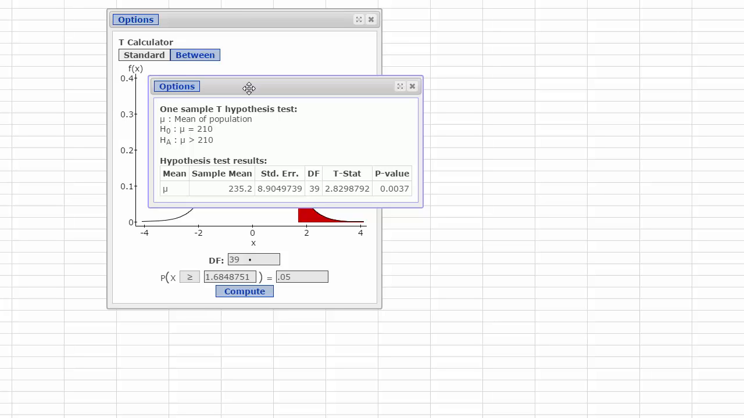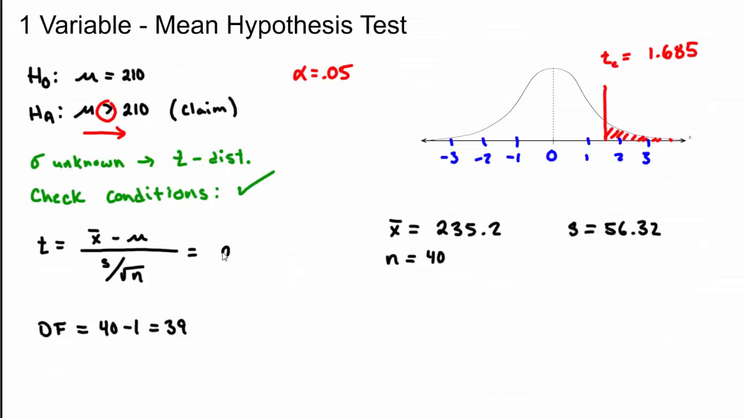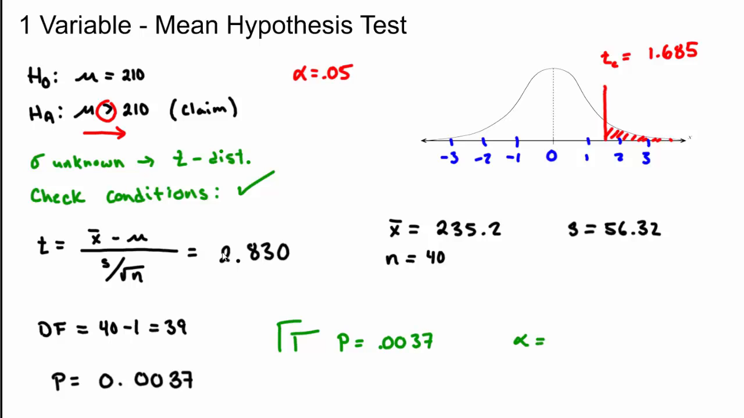And so my test statistic is 2.830, and p-value is 0.0037. So 2.830. My p-value was 0.0037. And so again, when you do your final conclusion, here's my final conclusion box, I guess. We compare P is 0.0037, alpha is 0.05, sorry.